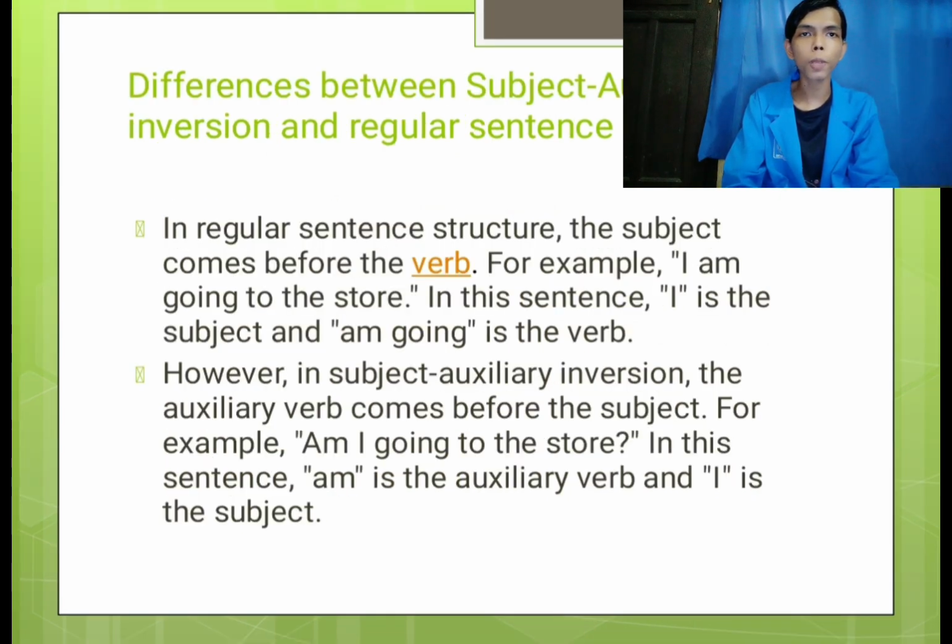Difference between subject auxiliary inversion and regular sentence structure. In regular sentence structure, the subject comes before the verb. For example, I am going to the store. In this sentence, I is the subject and am going is the verb.